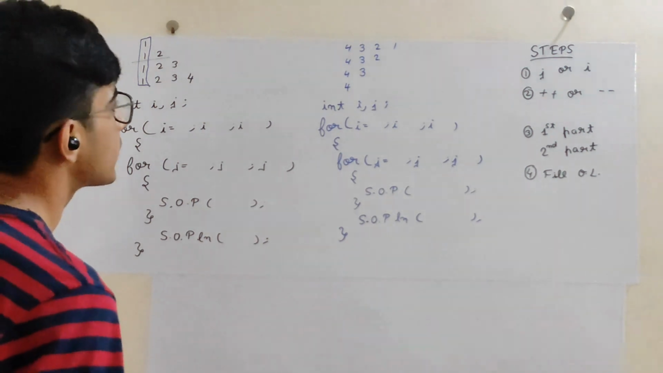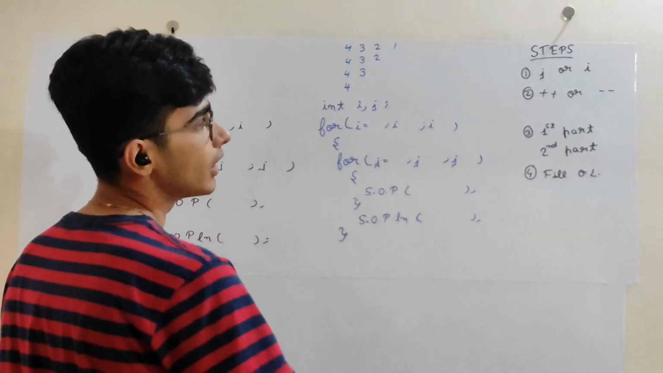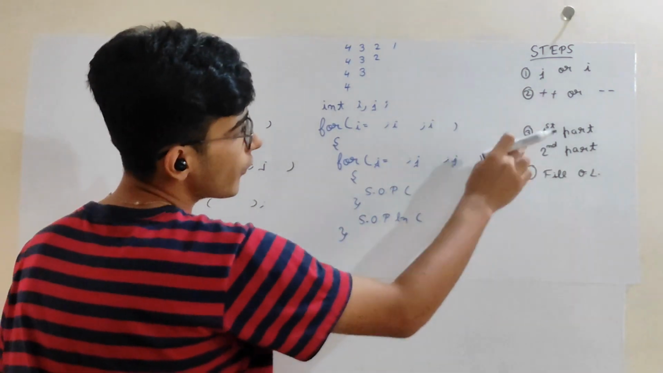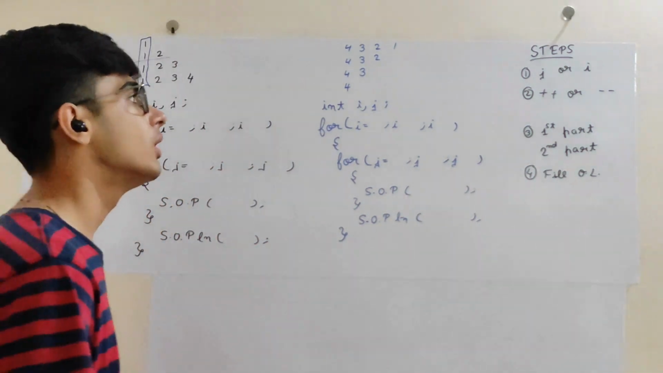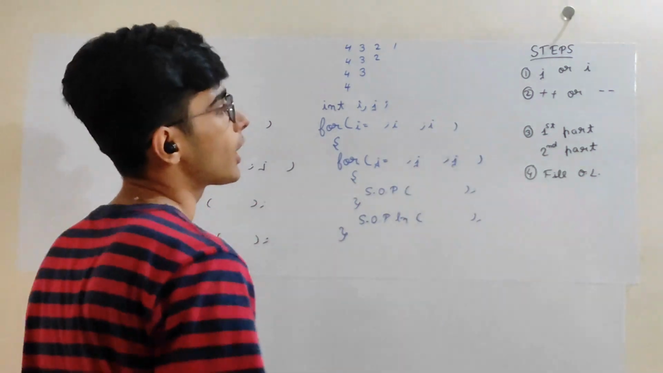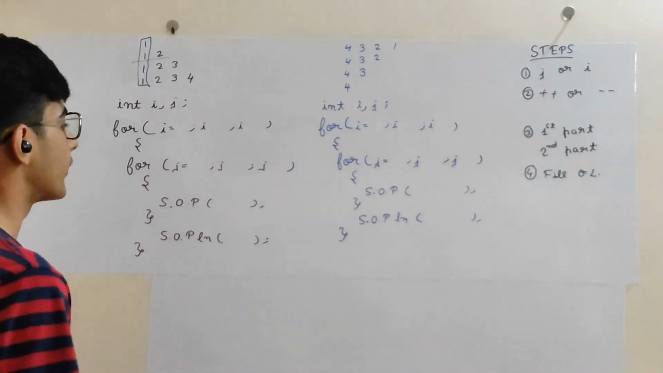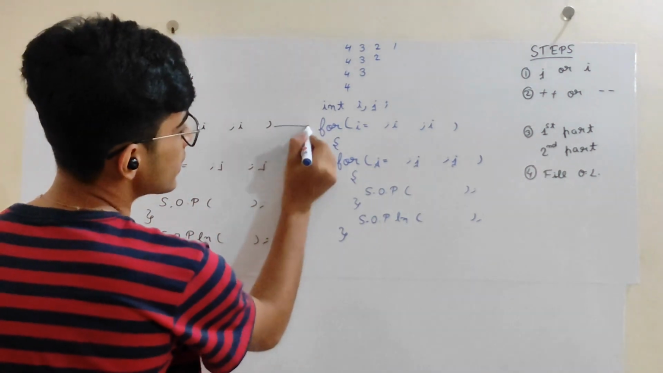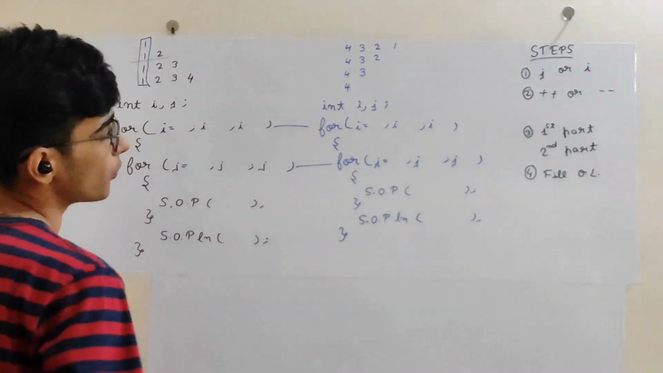Okay, on to the next step. Let's start with the steps, right? I have written all the steps here. There are 4 steps necessary to solve a loop pattern. Okay. First step, J or I. What is J? J is the variable of the inner loop, right? See, this here is the outer loop, and this here is the inner loop.